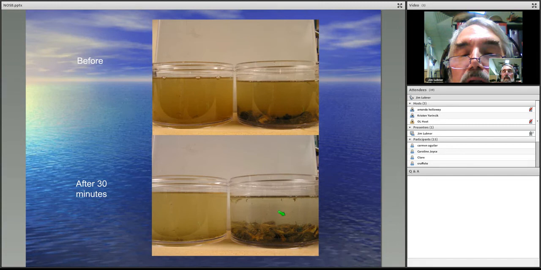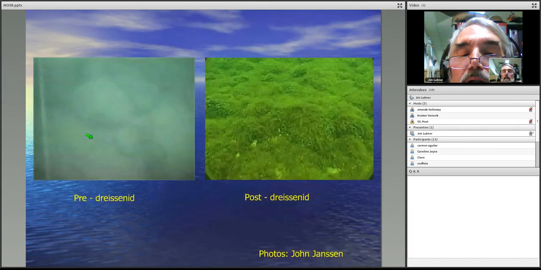And clear is not necessarily clean. It is not necessarily even good in this particular case, because it allows sunlight to penetrate further. It allows water to heat up a little bit more. And it changes where the nutrients are in that body of water.